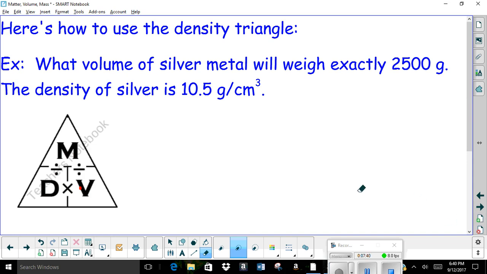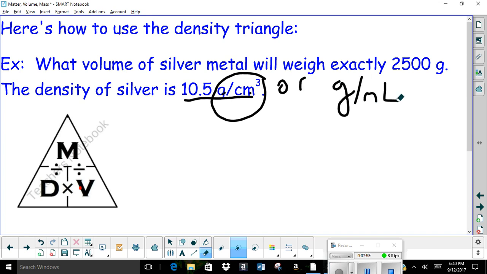What volume of a silver metal will weigh exactly 2,500 grams? The density of silver is 10.5 grams per cubic centimeter. Here's the units here, mass over volume, grams over cubic centimeters. It could also be grams over milliliters. So I'm going to solve for volume. So I'm going to circle volume here. And I notice volume is going to be mass divided by density.